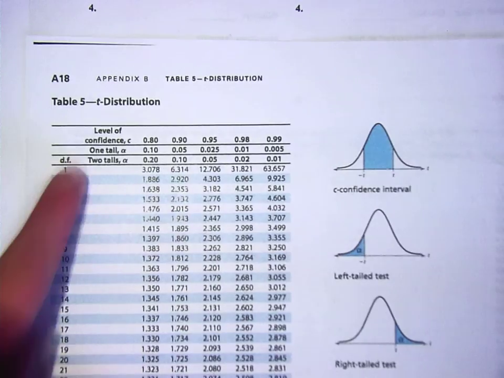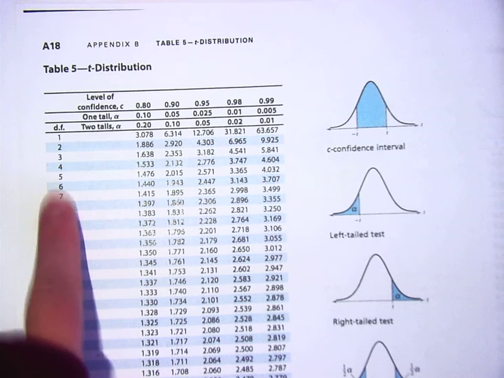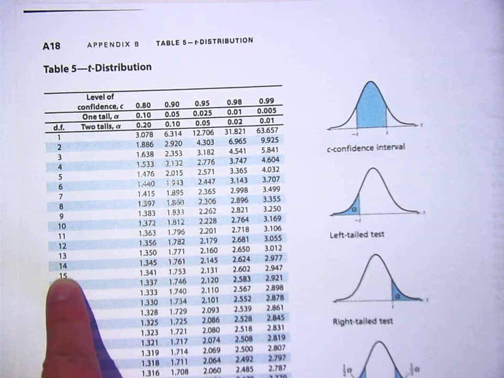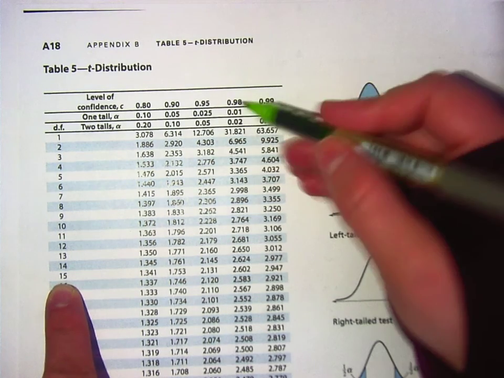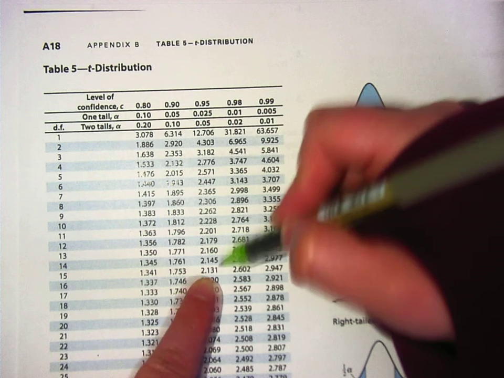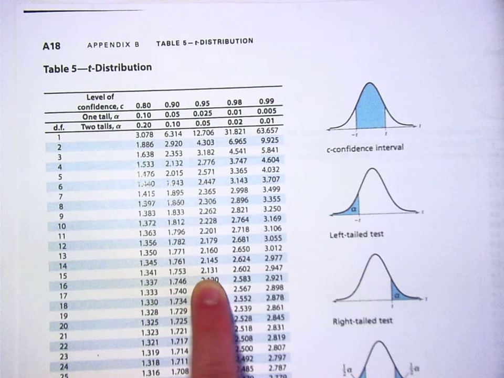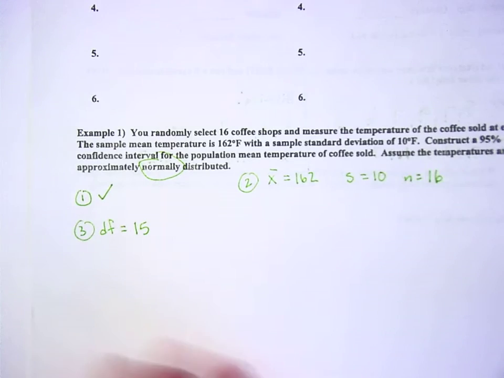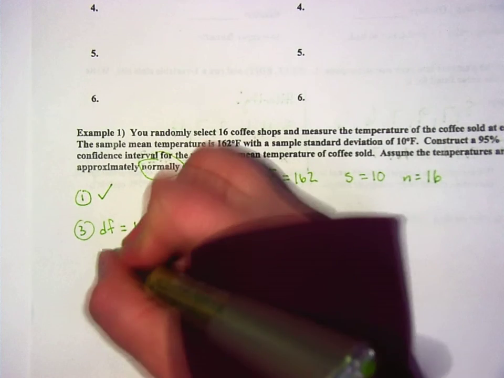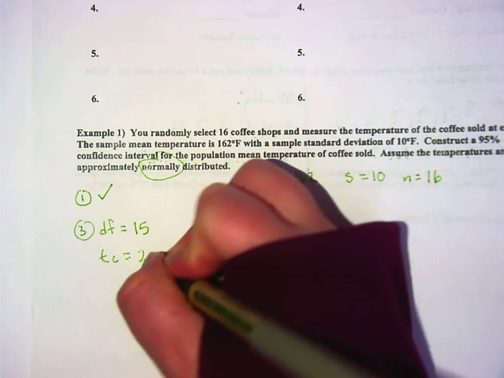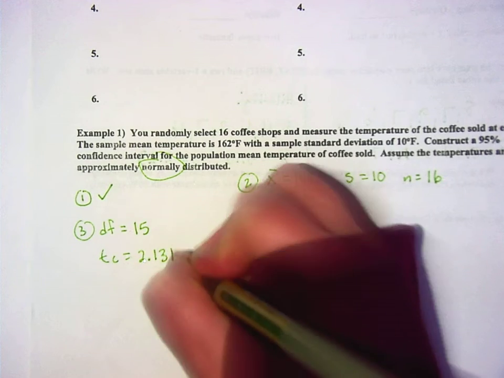So you scroll down to the degree of freedom you want, in this case 15, and we're at a 95% confidence, so our number is 2.131. Which is also how many standard deviations you are away from the mean, just like a z-score, 2.131. T sub c is 2.131.